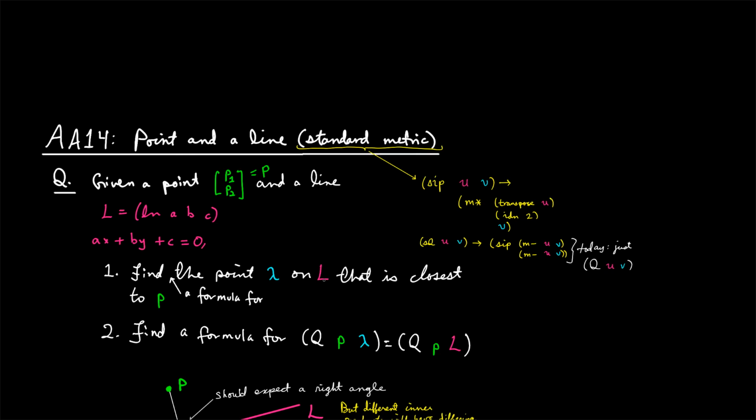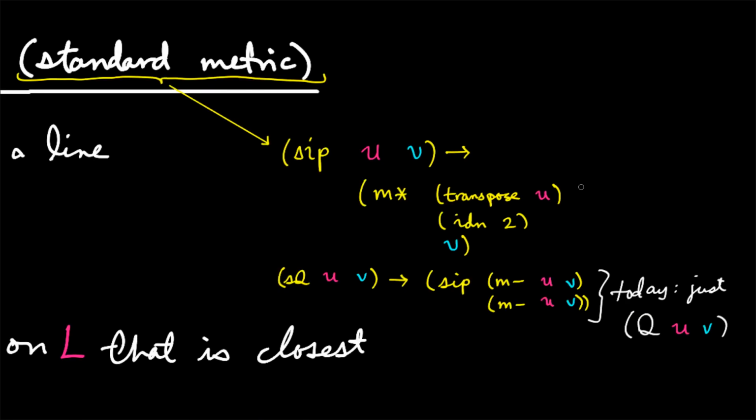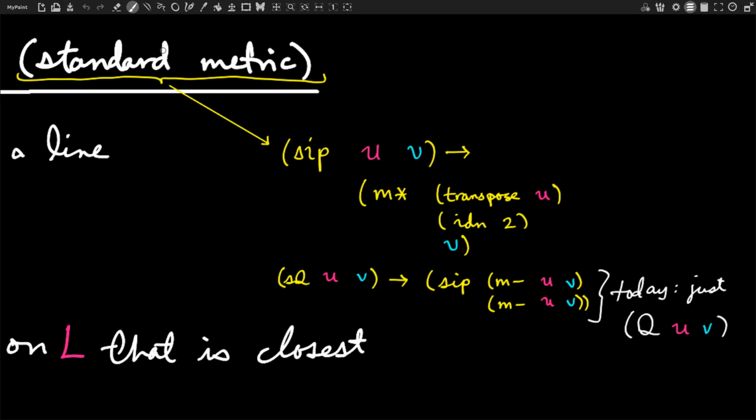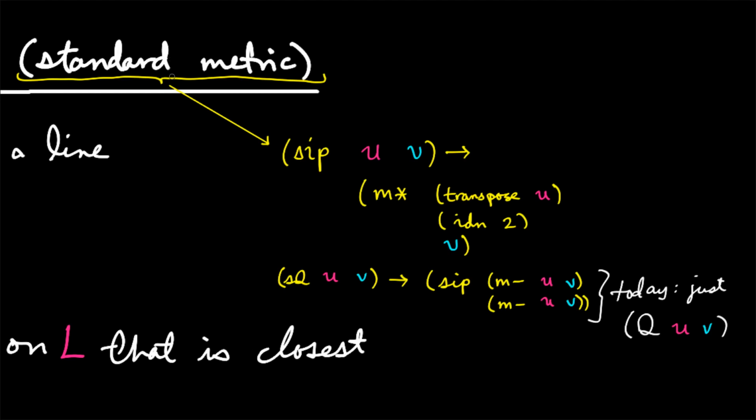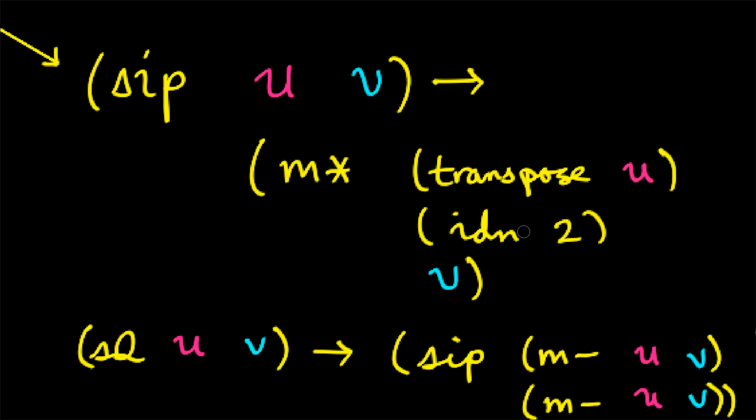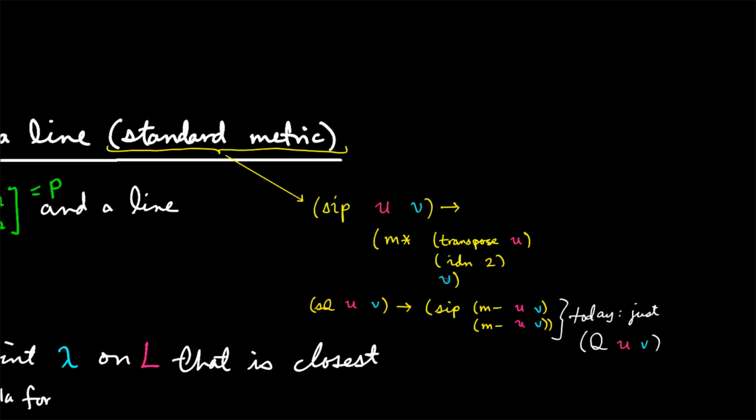And the way that I'm solving it today, you can generalize it, but for now we're just talking about the standard metric, the standard geometry on two-dimensional affine space. And I'll remind you, this is the standard inner product between a vector u, or a point u, and a point v, which is the matrix multiplication of the transpose of u, the 2 by 2 identity matrix, and v. You get non-standard inner products by changing this middle argument here.